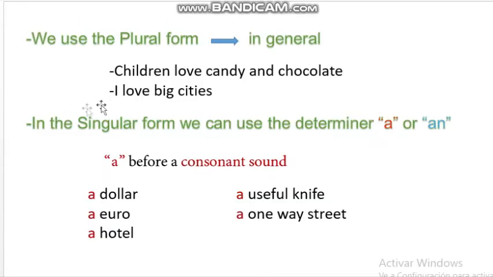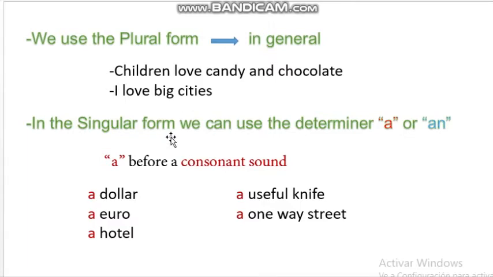Okay. We use the plural form when we are talking in general, as we can see in these 2 sentences. Children love candy and chocolate. I love big cities. As you can see, these sentences are general.